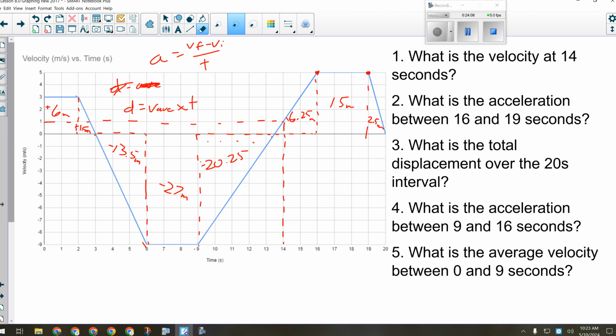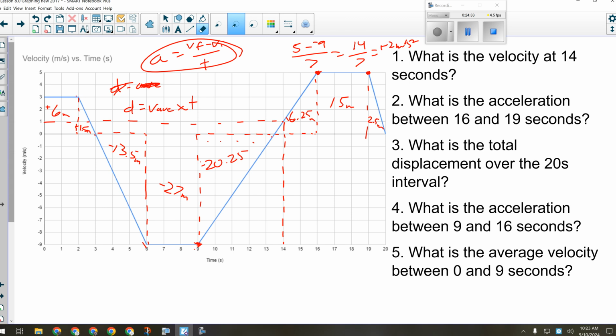What's the acceleration between 9 and 16 seconds? That's here to here. Now I use that formula. vf is 5, vi is -9, and that takes from 9 to 16 seconds, which is 7 seconds. That's actually 14 over 7, so that should be +2 meters per second squared.